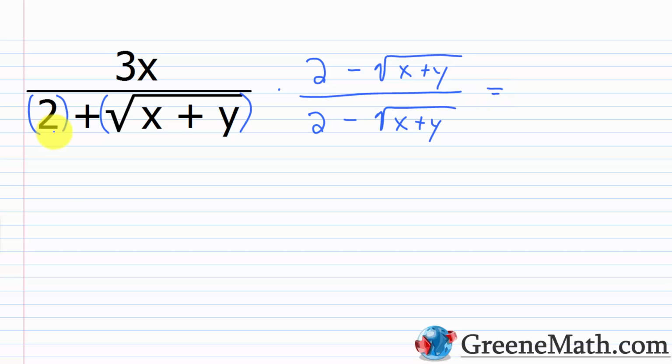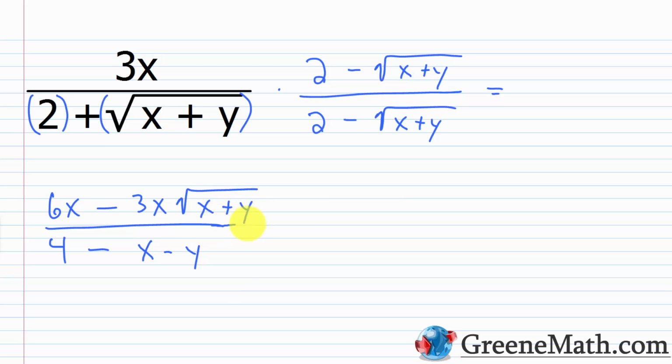You'd square the first guy, which is 2, so that's 2 squared, which is 4. And then minus, you'd square this guy right here. If I squared the square root of x plus y, I would just get x plus y. But you've got to be careful because you've got to subtract the whole thing away. So this would be minus x and then minus y. In the numerator, you would have 3x times 2, which is 6x, and then minus 3x times the square root of x plus y. Now, nothing you can do to simplify this further. You just get 6x minus 3x times the square root of x plus y over 4 minus x minus y.